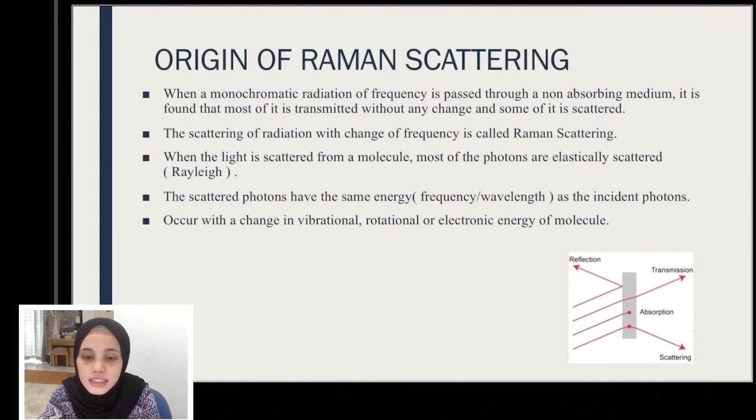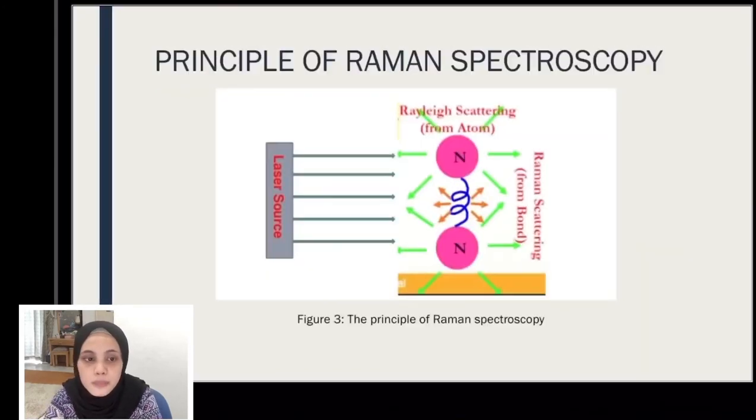When light is scattered from a molecule, most of the photons are elastically scattered. This is termed Rayleigh scattering. The scattered photons have the same energy and frequency or wavelength as the incident photons. Raman scattering can occur in three ways, which are through vibrational, rotational, or electronic energy of the molecule. Next slide. This is the basic principle of Raman spectroscopy.